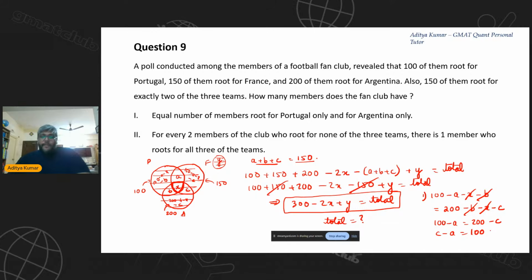But that's not going to be useful for me, right? C minus A is equal to 100 is not helping me figure out the total at all, because the total depends upon X and Y. So clearly, the first statement is not enough. Let's work with the second.